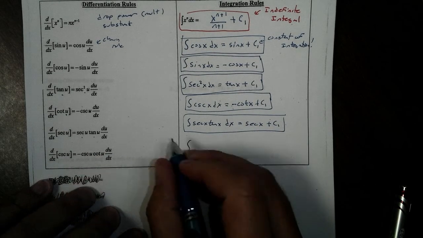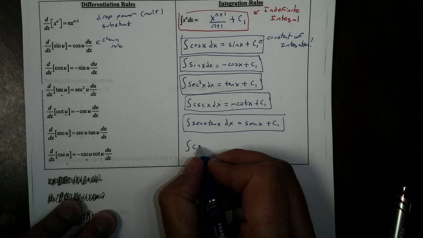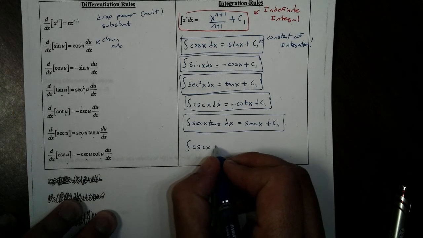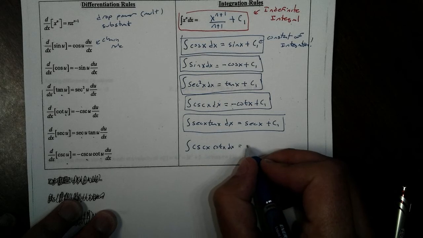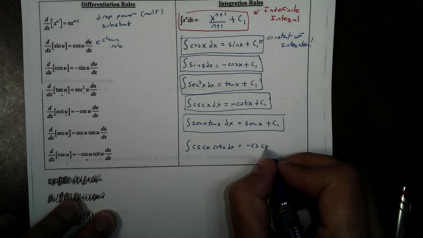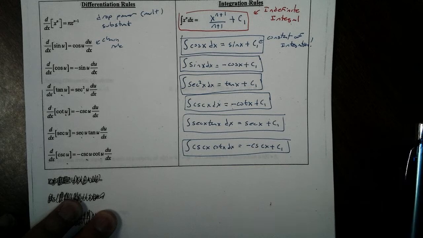Right, and then the derivative of cosecant is negative cosecant cotangent. So the antiderivative of cosecant x cotangent x dx, don't forget the dx, becomes negative cosecant of x plus c1. So a couple things to remember.